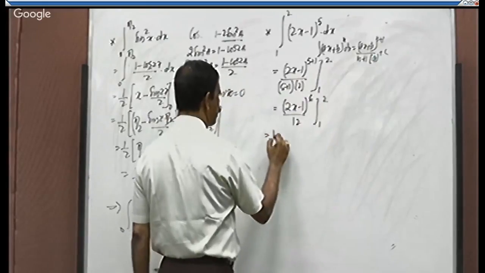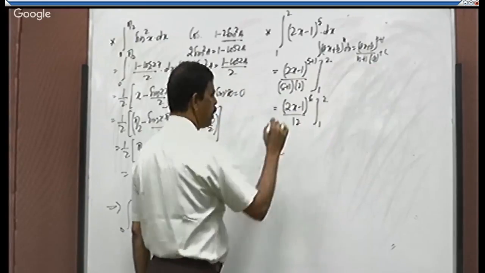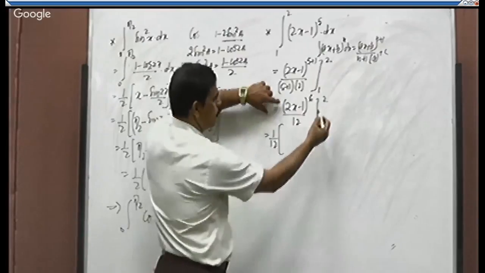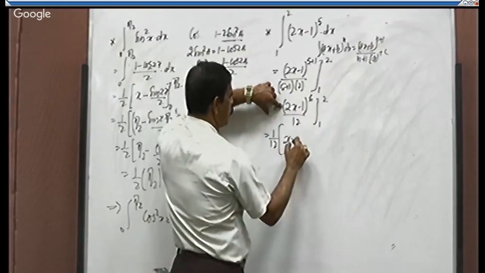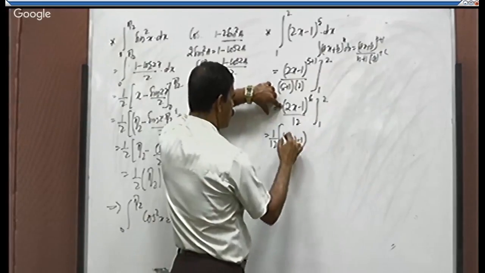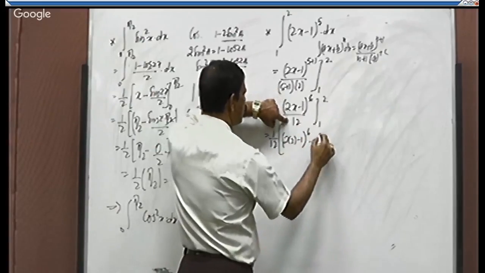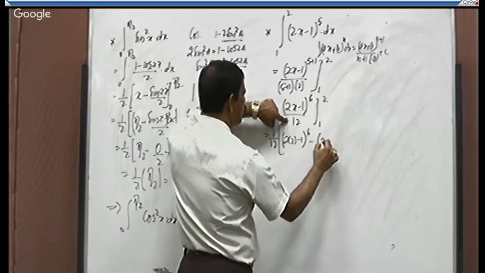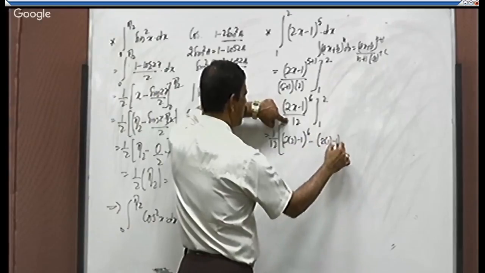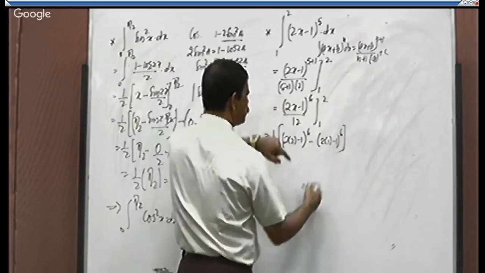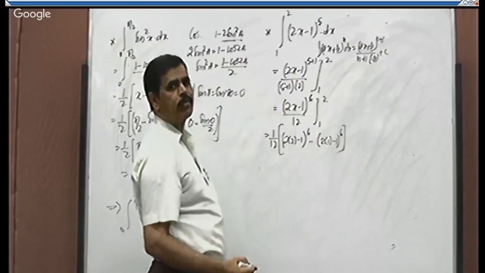Or 1 by 12 into, apply the limits. What is the upper limit? 2. So 2 into 2 minus 1, all to the power of 6, minus, what is the lower limit? 1. 2 into 1 minus 1, all to the power of 6. So the power should be taken for both.